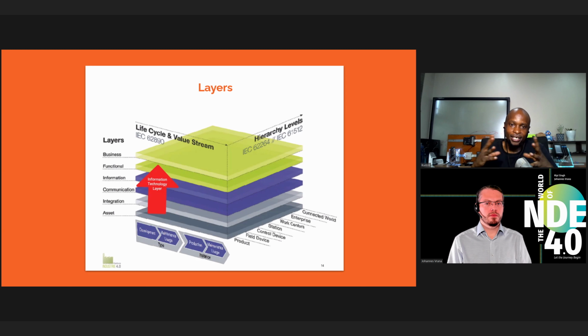So the idea with the information layer is to make your component, be it a robotic arm or a software application, Industry 4.0 compatible by defining those information models that can be understood by every other component, right? So each component needs to have that layer as defined by RAMI 4.0.